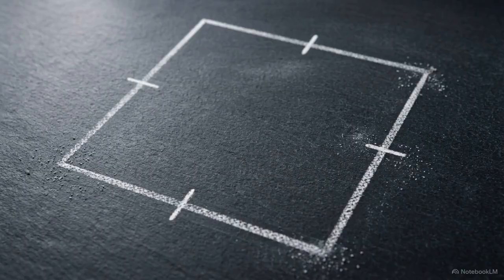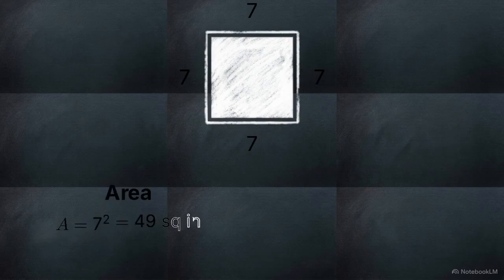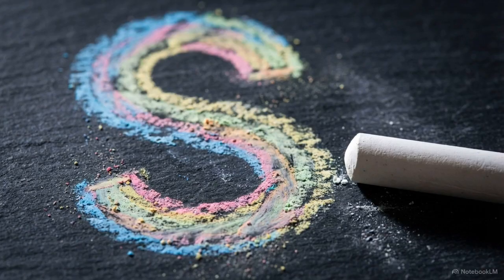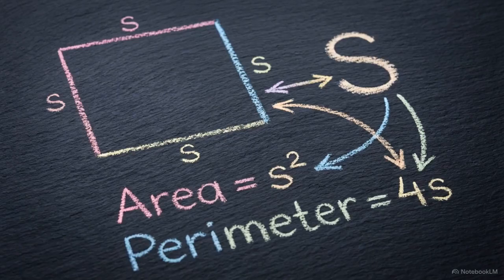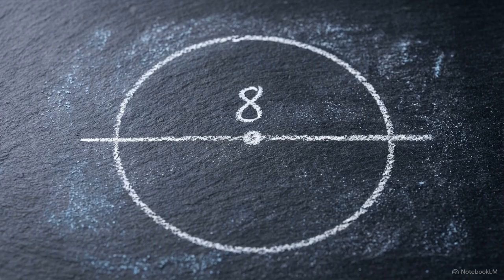These rules become even more efficient when we look at squares, where every side is the same length. If a square has a side length of 7 inches, the area is simply 7 squared, or 49 square inches. The perimeter is 4 times 7, giving us 28 inches. Because of this symmetry, we can use these side length shortcuts to solve for both area and perimeter with a single variable.